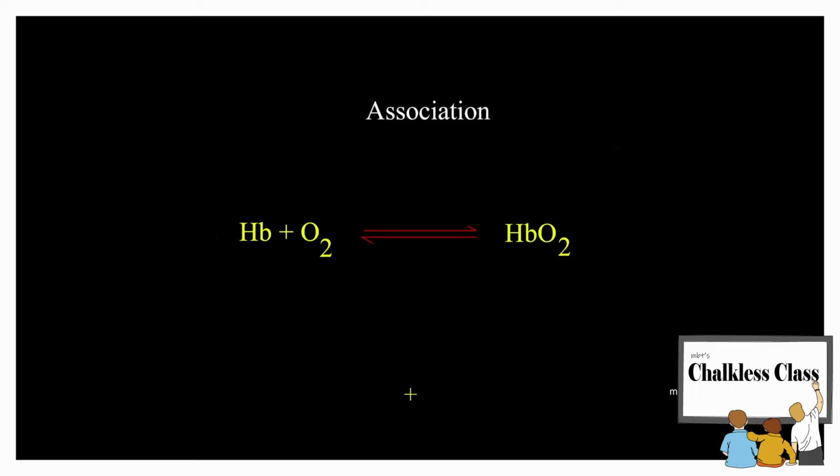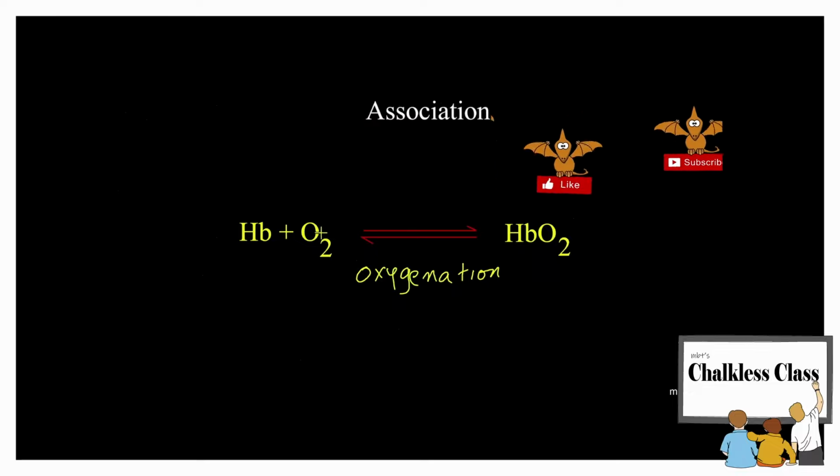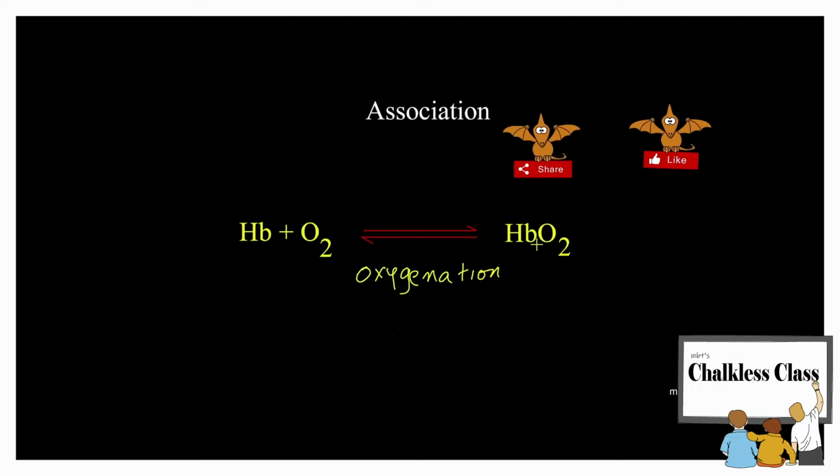How does this oxyhemoglobin form? To the hemoglobin, oxygen binds with a weak bond. When oxygen binds to hemoglobin by a weak bond, this phenomenon is called oxygenation, not oxidation. It is a reversible reaction. Hemoglobin and oxygen bind and form oxyhemoglobin. That is called association. When oxyhemoglobin separates, it forms hemoglobin and oxygen. This is called dissociation. The formation of oxyhemoglobin is called oxygenation, not oxidation.